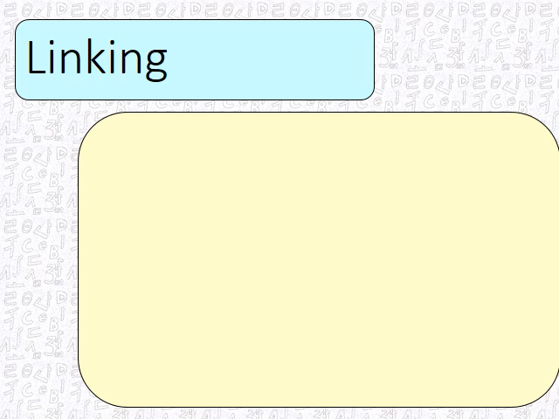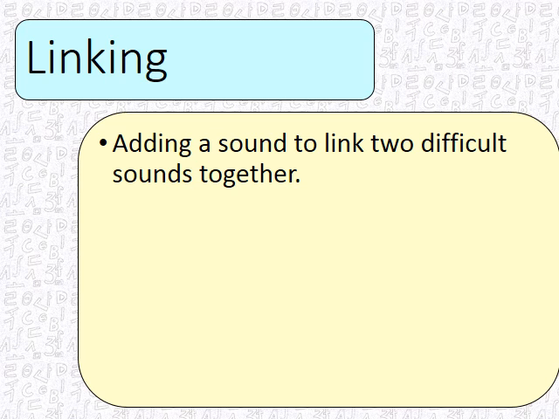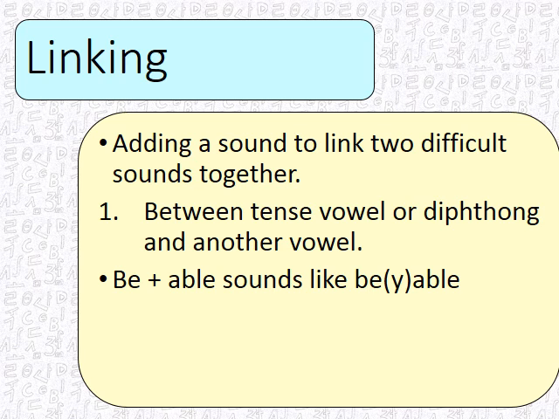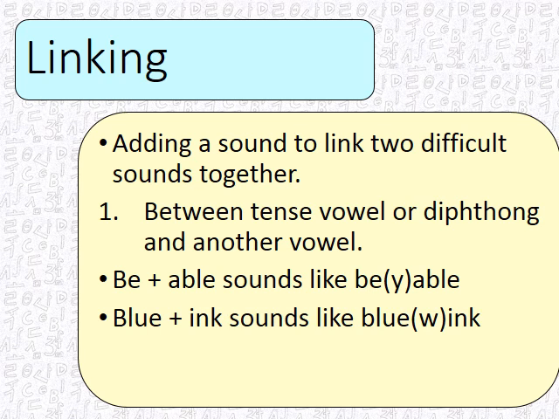Linking is first. Linking is adding a sound to link two difficult sounds together. So there are four forms of this. Number one, between a tense vowel or a diphthong and another vowel. So "be" is very tense, "able" is another vowel. So a Y is added and it'll sound like "be able." You can hear a little bit of a Y between the words instead of a space.